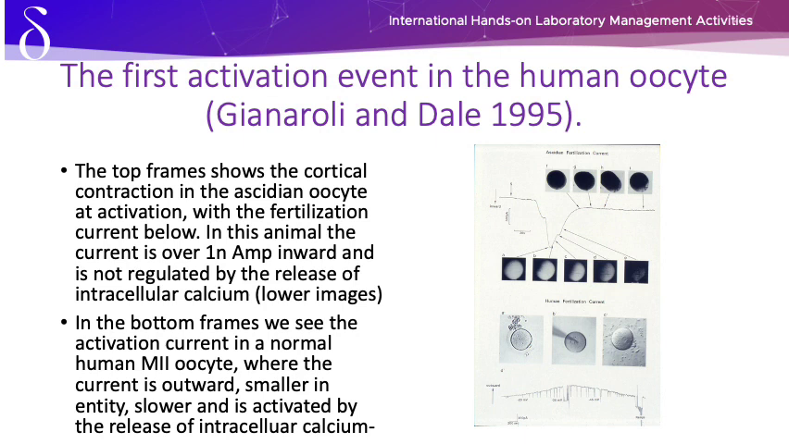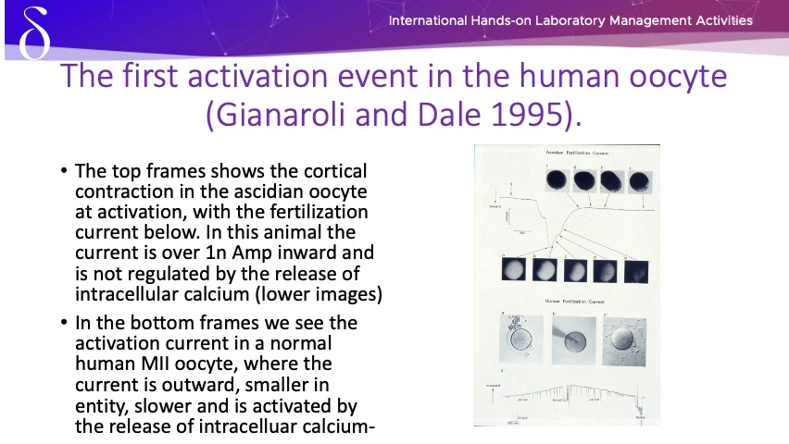And the top frame on this particular graph shows what happens at activation in the ascidian. So the very top series of photographs shows the contraction of the oocyte. The middle graph shows the inward current that's generated at fertilization, which reaches about 1 nanoamp, which is quite large. And the bottom graphs show the calcium wave in a fluorescent microscope traversing the oocyte.